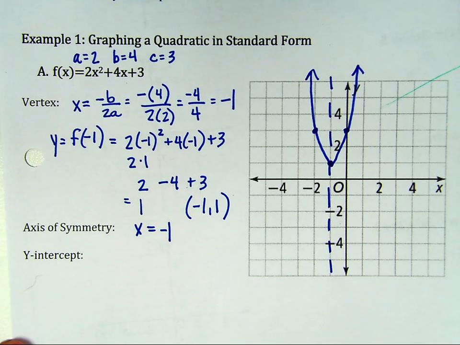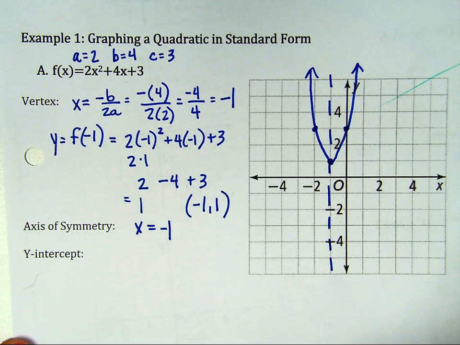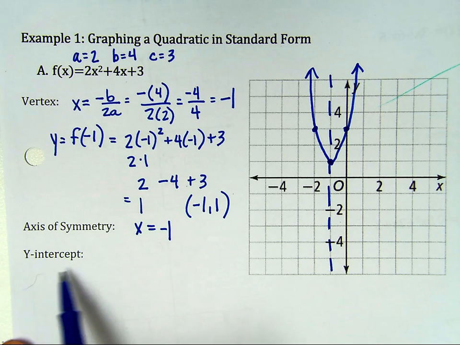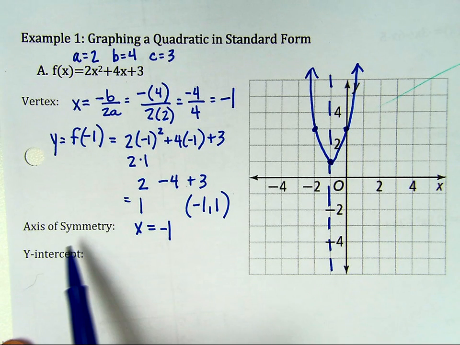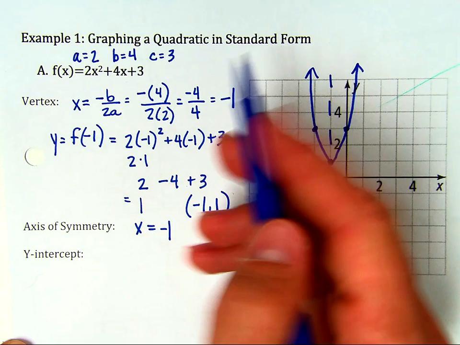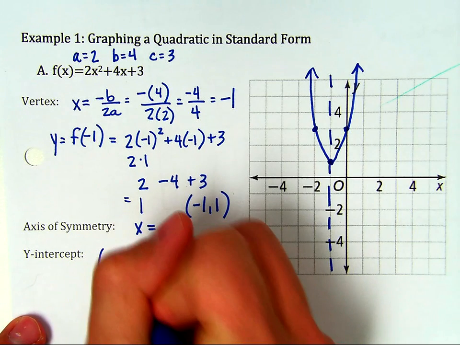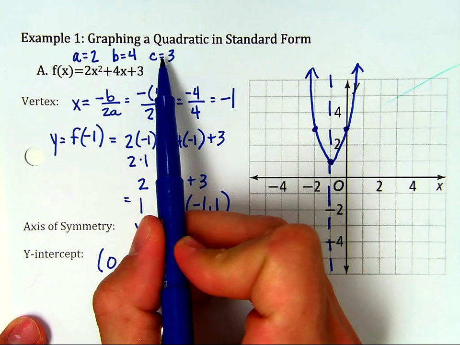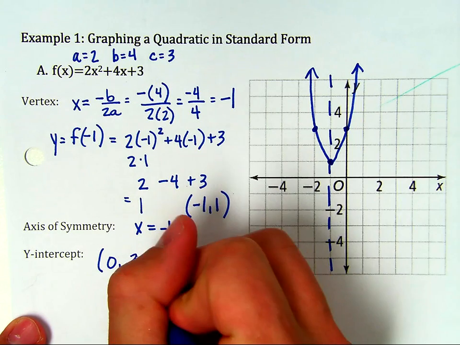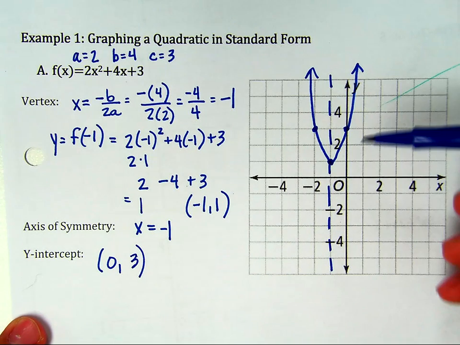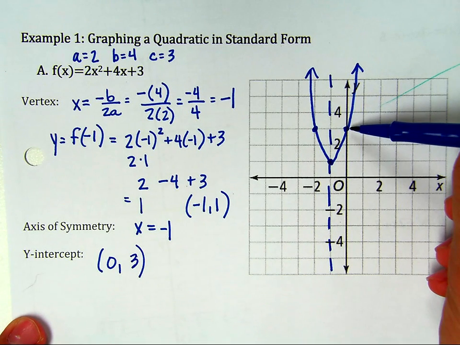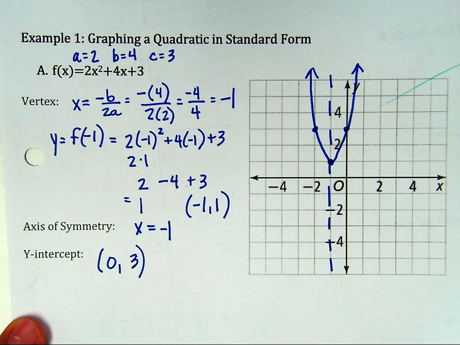So it's just as easy as vertex form, but we just have to do a little more math to get the vertex. Now, the last point that I want to show you is the y-intercept. The y-intercept is whenever the x value is 0, but we find it by using the c value. So the y-intercept is 0, 3, which we just happen to have that same exact point right here from when we graphed it.